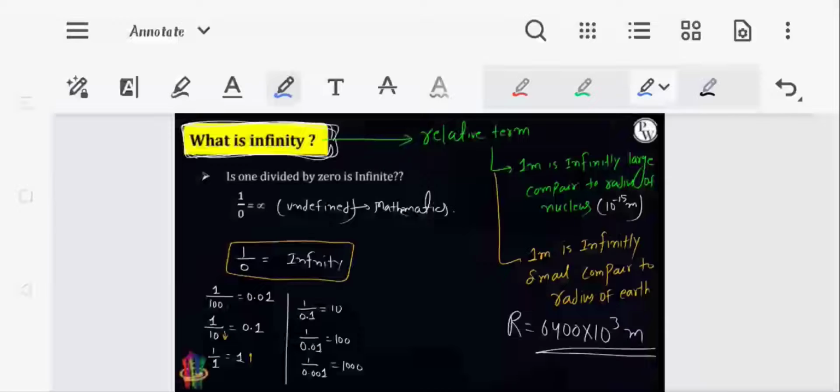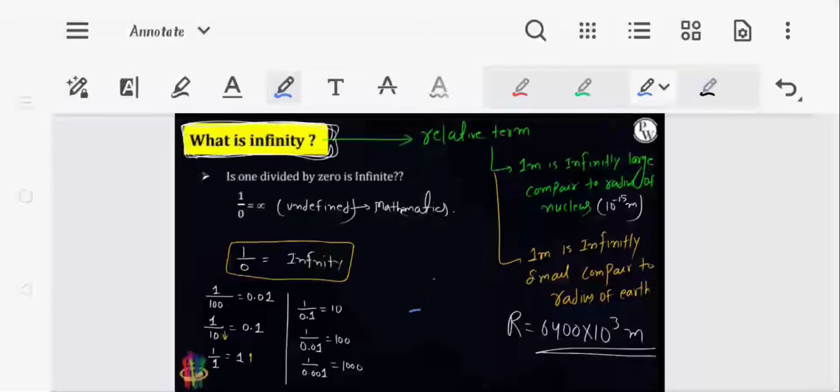Infinite is one large value compared to another. 1 meter is a relative term. If one thing is very small and another thing is very large compared to that small thing, then that large term is considered as infinite. If you divide 1 with 100, you will get 0.01. If you divide 1 with 10, you will get 0.1. And if you divide 1 with 1, you will get 1.